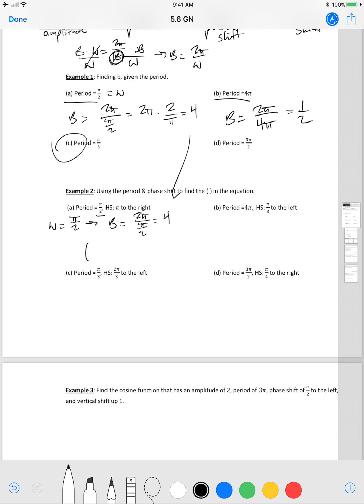So in my parentheses, whatever this function ends up being, I have 4, my B value, times x. Pi to the right is going to be subtracting pi. I do the opposite. And then if I wanted to, I could distribute this: 4x minus 4 pi. That's going to be my answer, because we're just looking for the parentheses in the equation. So go ahead and try letter C.